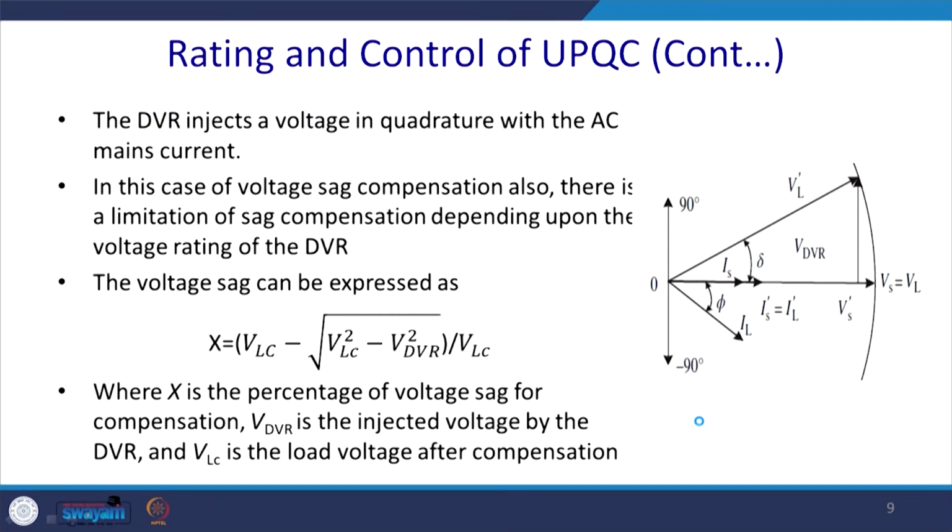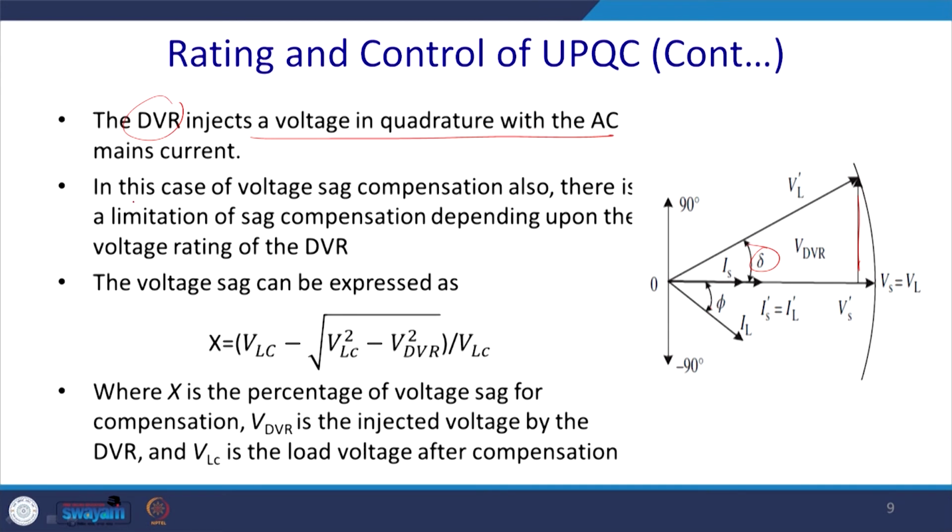So now, we have discussed the classifications. Let us talk about the rating of this UPQC. The DVR injects the voltage in quadrature with the AC mains current, in quadrature with the current, pardon me. So ultimately this is the angle delta, a new angle with the current, and it was previously the Vs and this was the phi.